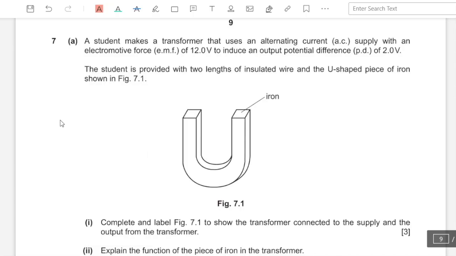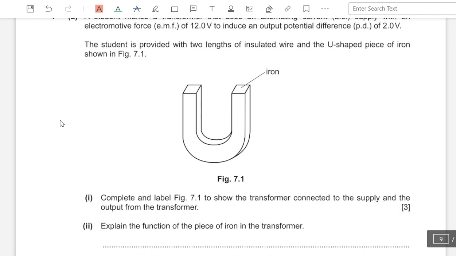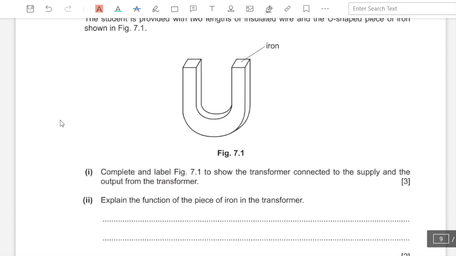7a. A student makes a transformer that uses an alternating current supply with an electromotive force of 12 volts to induce an output potential difference of 2 volts. The student is provided with 2 lengths of insulated wire and the U-shaped piece of iron shown in figure 7.1. Complete and label figure 7.1 to show the transformer connected to the supply and the output of the transformer.